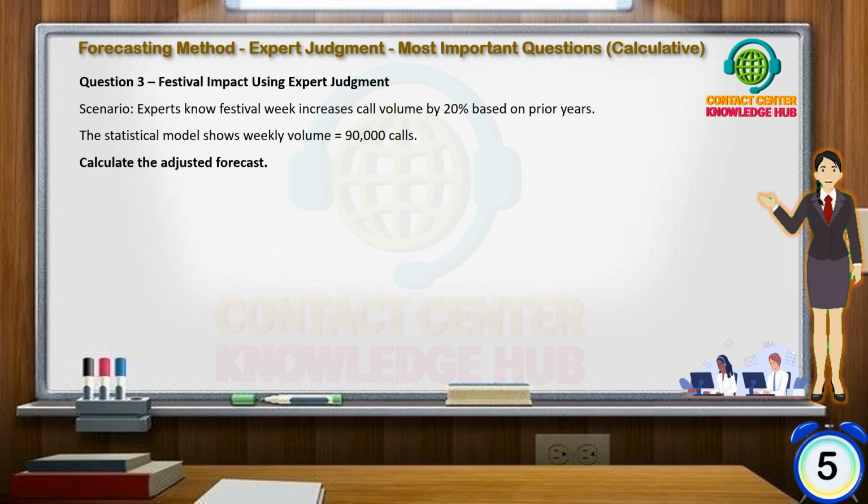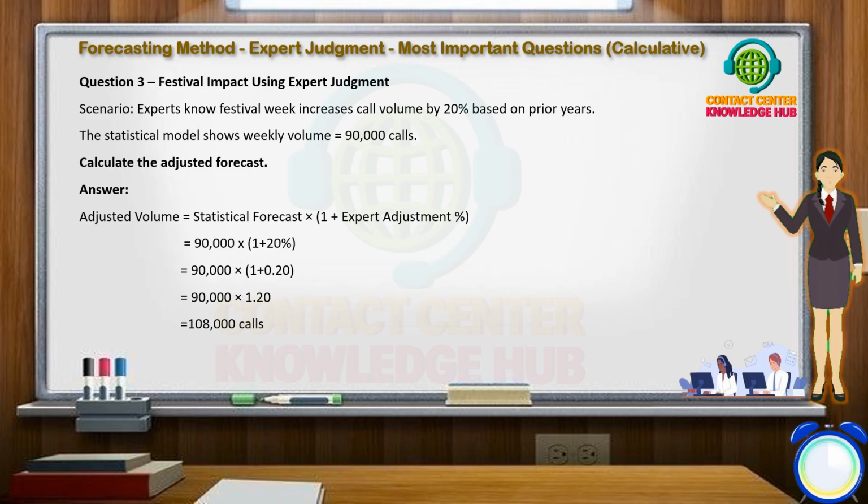Let's see question 3. Festival impact using expert judgment. In this scenario, the experts already know something important from prior years. During festival week, call volume typically increases by 20%. Now, the statistical model gives us the baseline. Weekly volume is 90,000 calls. Think for a moment.